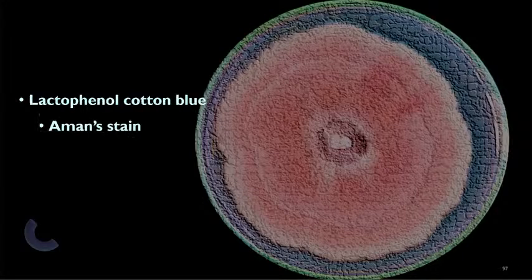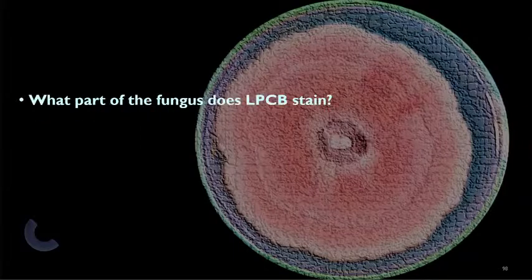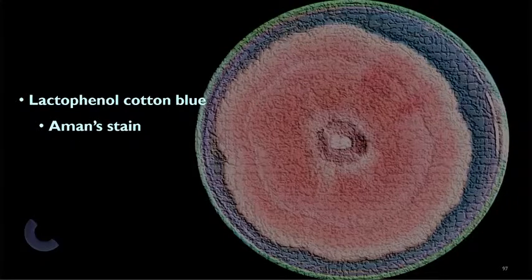Alright, now, it's lactophenol cotton blue, otherwise known as Amann stain. And parts of the fungus that are stained by lactophenol cotton blue is, of course, the fungal cell wall. And it stains blue. Yun lang, wala kayong ibang papa, hindi kayo mahihirapan, okay? It's lactophenol cotton blue, okay?